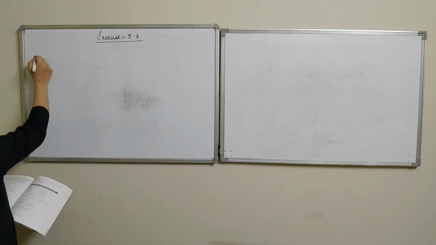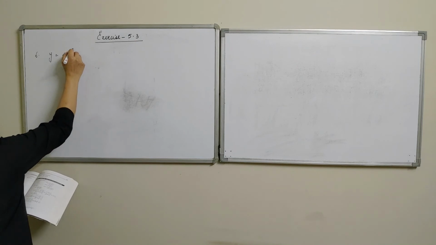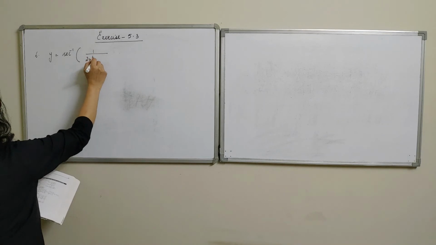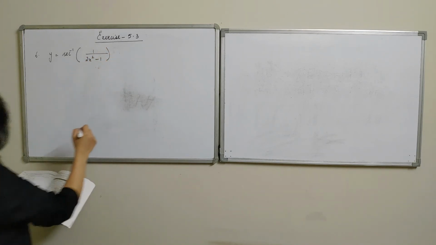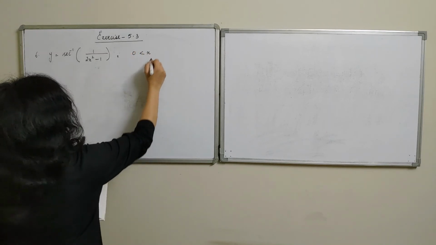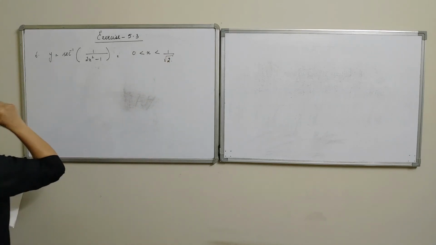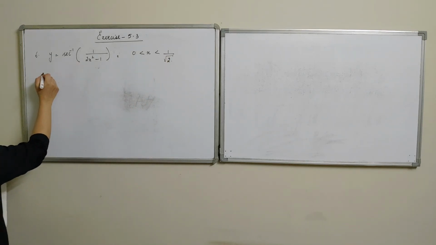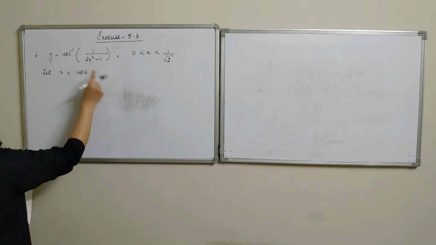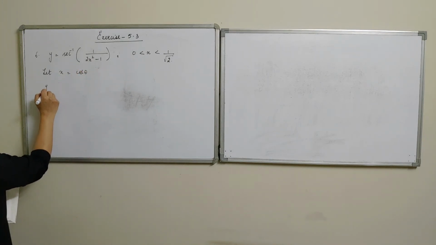The last question that we take from this exercise is y is sec inverse 1 upon 2x square minus 1, where x is greater than 0 and less than 1 by root 2. Composite inverse trigo function. So let x be equal to cos theta. You know there's a formula for 2 cos square theta minus 1. That's why we have chosen this substitution.